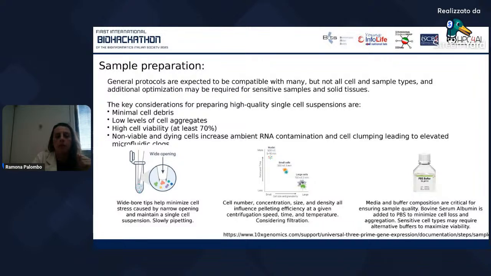So it's very useful to use wide-bore tips to minimize cell stress, or I can also filter or exclude some cell debris or cell aggregates by size. I also have to pay attention to the media and buffer composition, because sometimes some additional protein can minimize the aggregation of the cells, but a high concentration of ions like magnesium and also chloride can affect the PCR part.